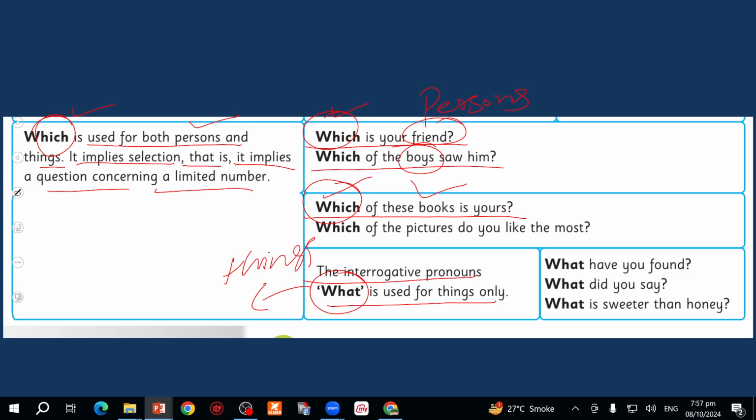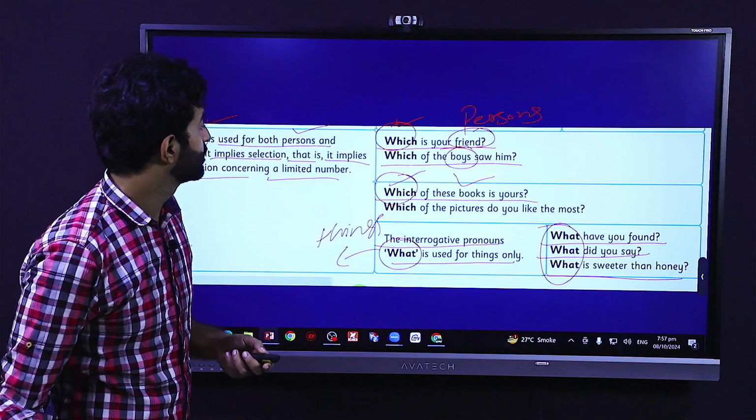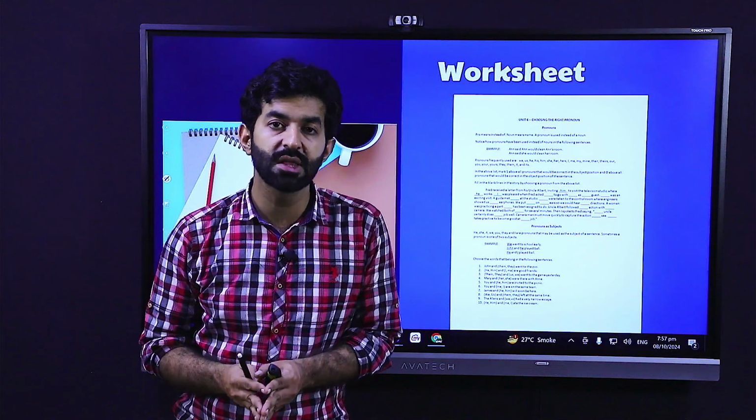Now, lastly, the interrogative pronoun what is used for only things. For example, what have you found? What did you say? Or what is sweeter than honey? So what is mostly used for objects or things.